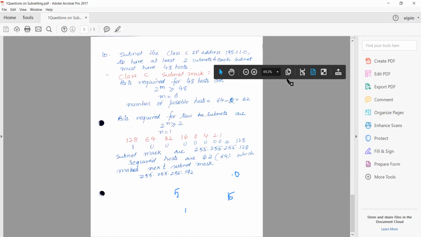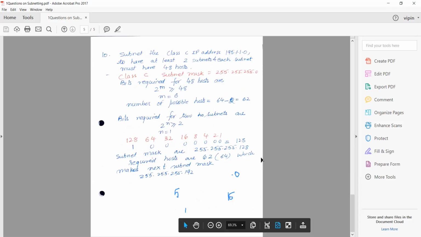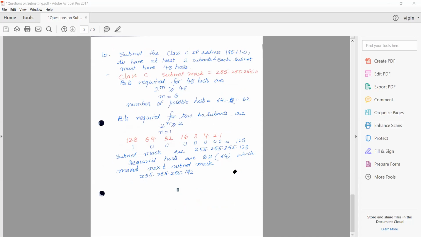Then you have the second question here. Let me just bring the eraser here. Erase this. Then subnet the class C IP address given like this, 195.1.1.0, to have at least 2 subnets, and each subnet must have 48 hosts.